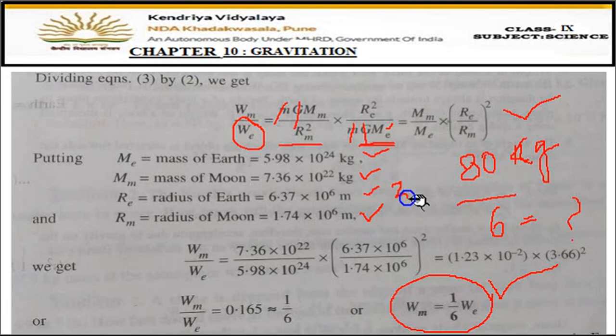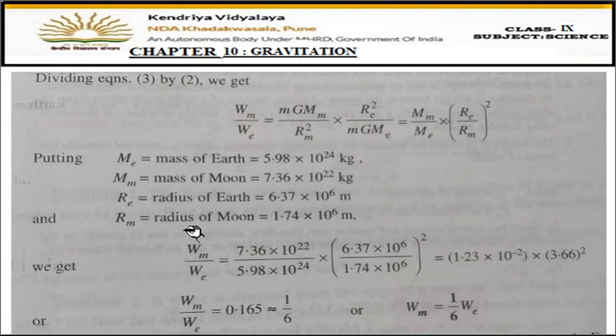If the weight is 30 kgs on earth, then again you have to divide it by 6 and you will get the weight of the object on the moon. So it will be 5 kgs, right? 5 kgs on the moon. If any object is 30 kgs on earth, it will be 5 kgs on the moon. So this is the relation which you have to just learn.